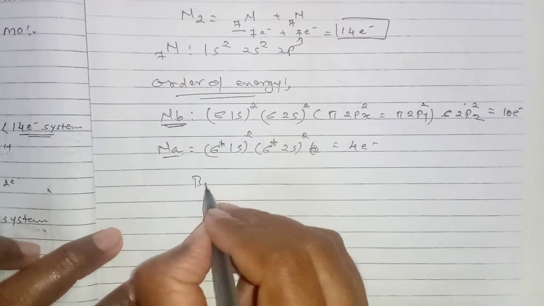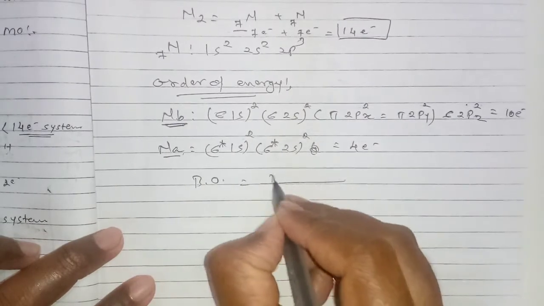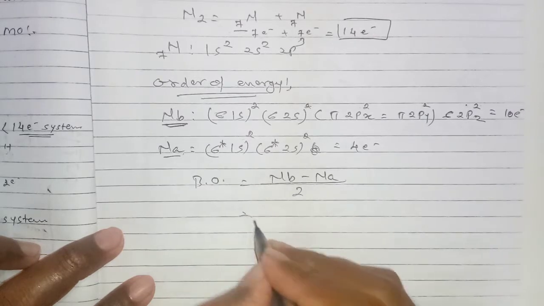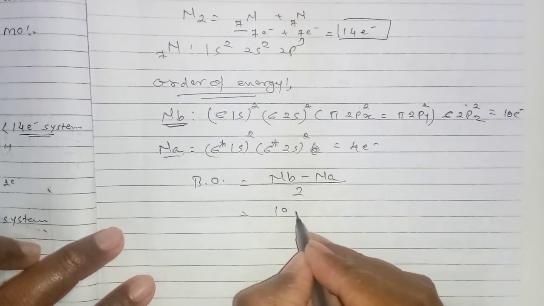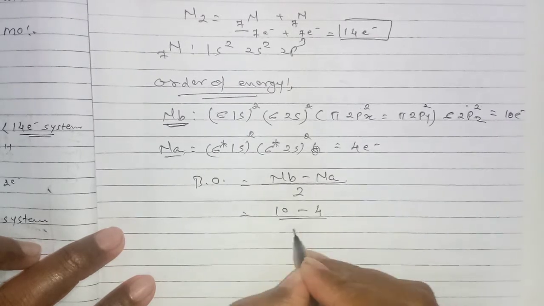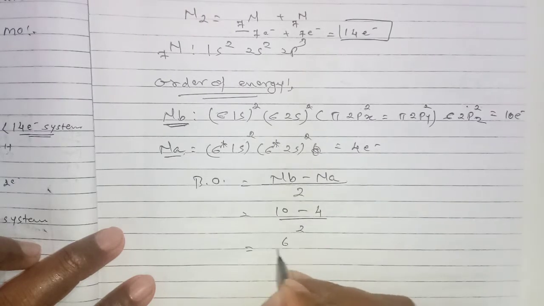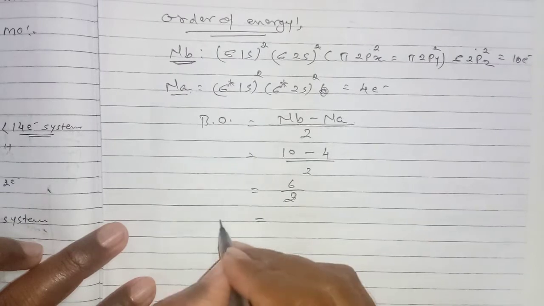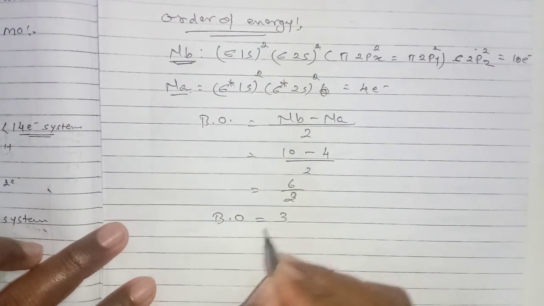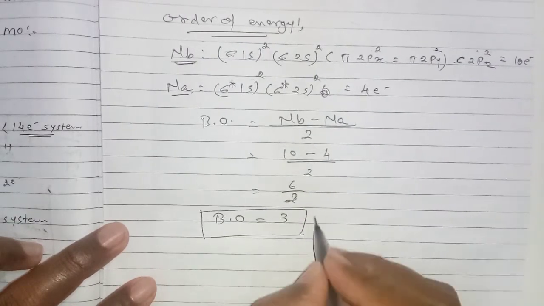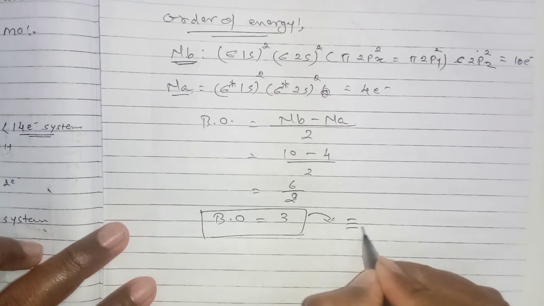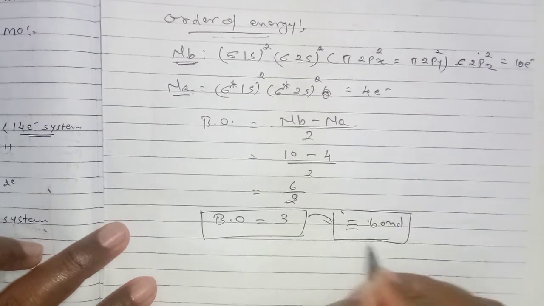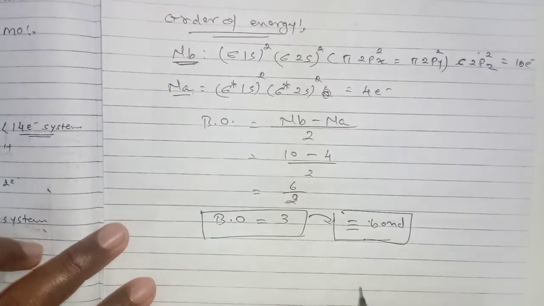So bond order is Nb minus Na divided by 2. Nb is 10, Na is 4, so 6 divided by 2, that means the bond order is 3. If bond order is 3, that means there is a triple bond present in the nitrogen molecule.